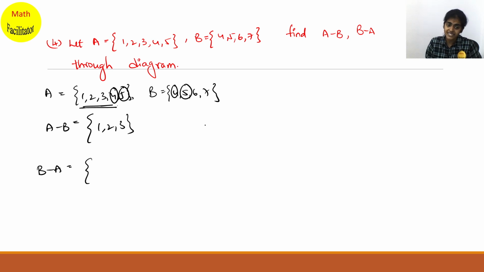Now what is B minus A? You will consider the B set. B minus A means from B you are removing A. So you will consider the B set. From the B set, remove the common elements. So 4 and 5 are common. So what is left over? 6 and 7 are left over.